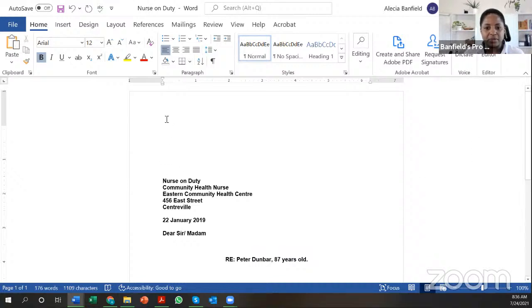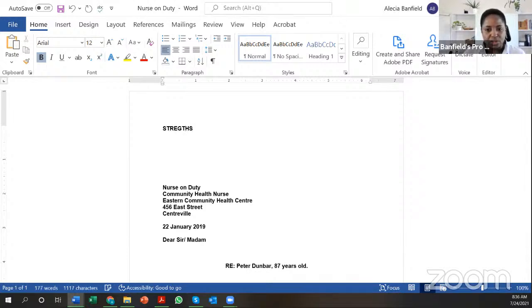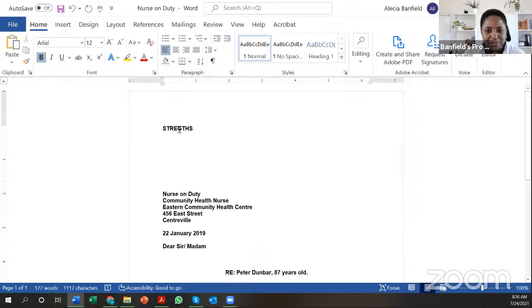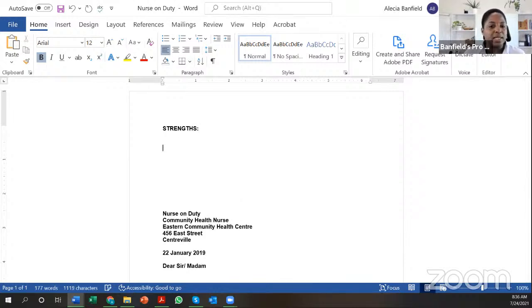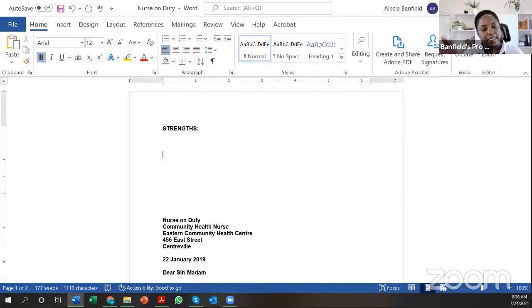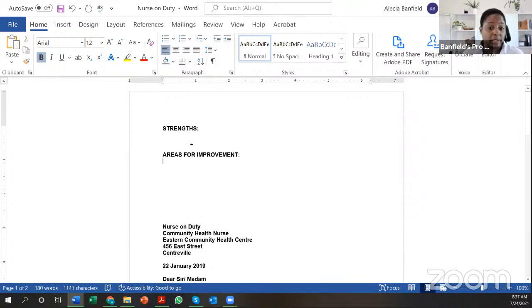What I like to do when I'm giving feedback is at the very top, I do the strengths. I call them strengths. What is good? Those are the points that I want my students to know: okay, you're doing these correctly, keep doing them. And then I put areas for improvement. And these are going to be the points that I want them to work on, okay?